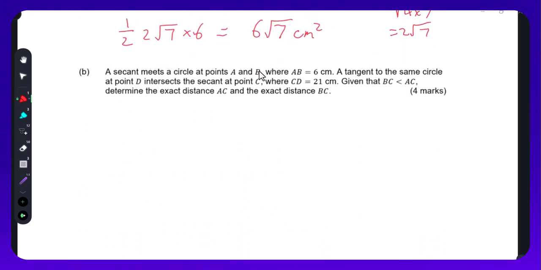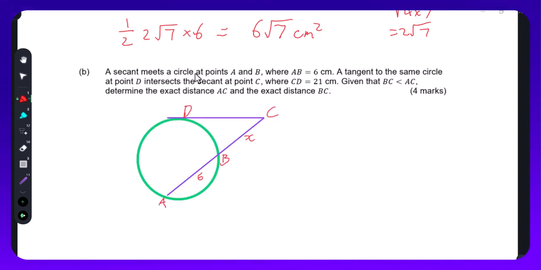For this one, a secant meets a circle at points A and B, where AB equals 6 centimeters. A tangent to the same circle at point D intersects the secant at point C, where CD equals 21 centimeters. Given that BC is less than AC, determine the exact distance AC and the exact distance BC. So to do that, we'll draw our circle with our lines and tangents.